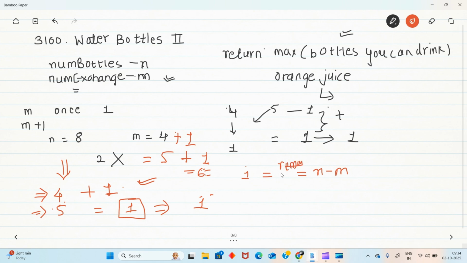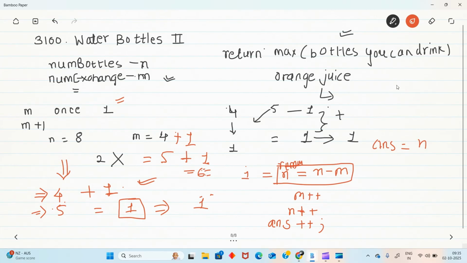That means I can say n is equal to n minus 1. We can do m plus plus and n plus plus, because after doing this I will get one more bottle which we will add, and also we will add in answer we will do plus plus, because every time we can only get one, and initially our answer will be the initial n value. Let's say I have 15 bottles initially, my answer will be initially 15, and then later I will increase one by one, because in the question it is given we can exchange only once.